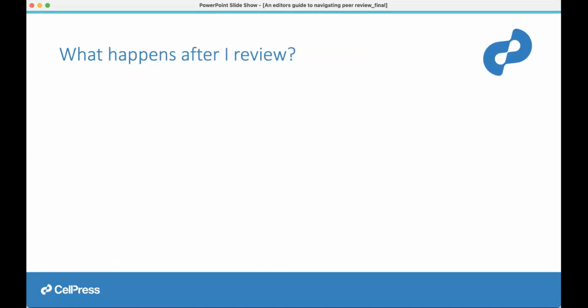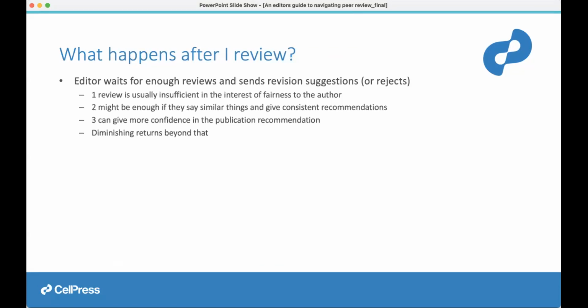What happens after review? So this goes into the editor's hands at this point, and the editor is going to wait for enough reviews, and then send the revision suggestions or rejection letter. I get the question all the time of how many reviewers do you need? It depends on the paper, it depends on the circumstance. So one review is usually insufficient. We just want to make sure that we have enough independent voices commenting on the paper. This is a fairness to the author sort of thing.